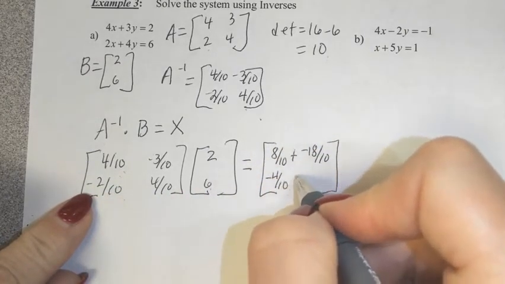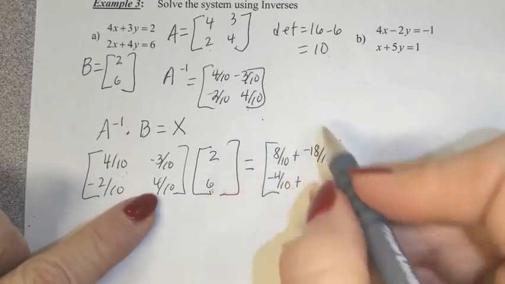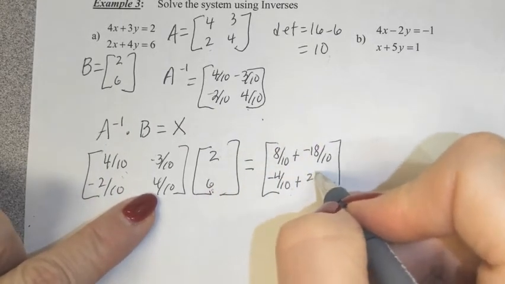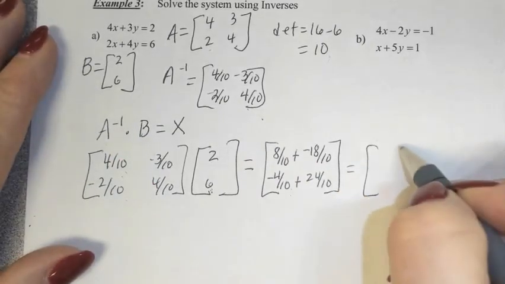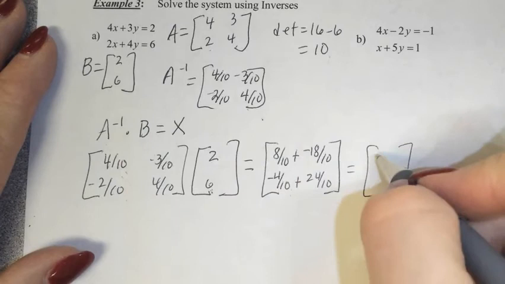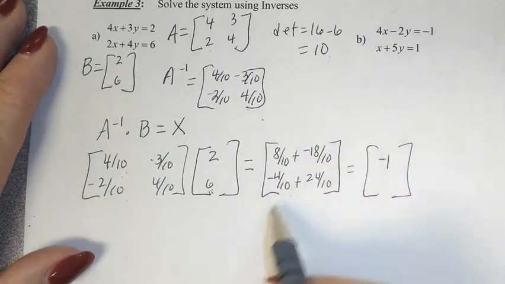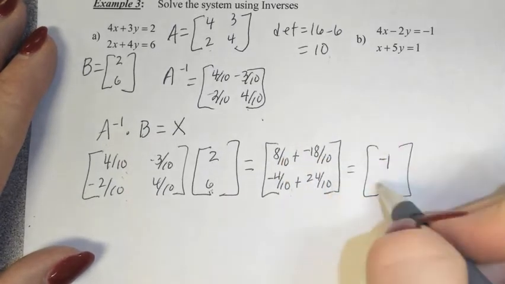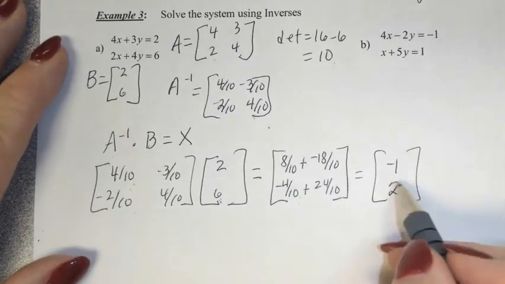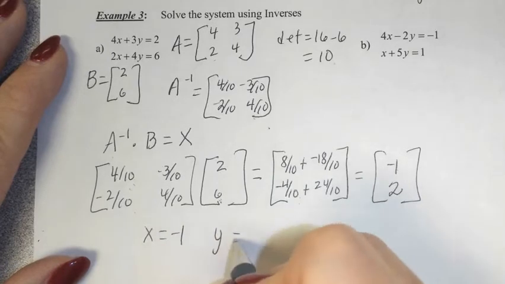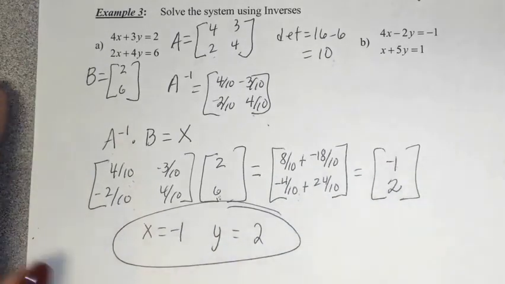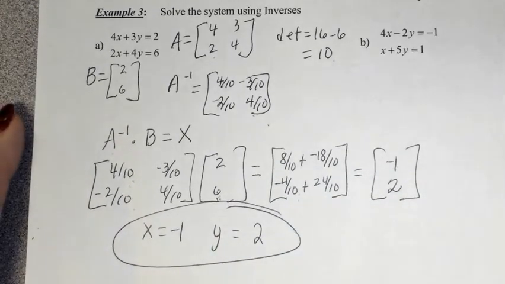To figure out what goes in that spot, we're going to have to do negative 4/10 plus 24/10. And now simplifying that, we're going to get negative 10/10, which is negative 1, and then plus 20/10, which is 2. And so that means that our solution is x is negative 1 and y is 2. So that's another way to solve the system, and that way is using inverses.